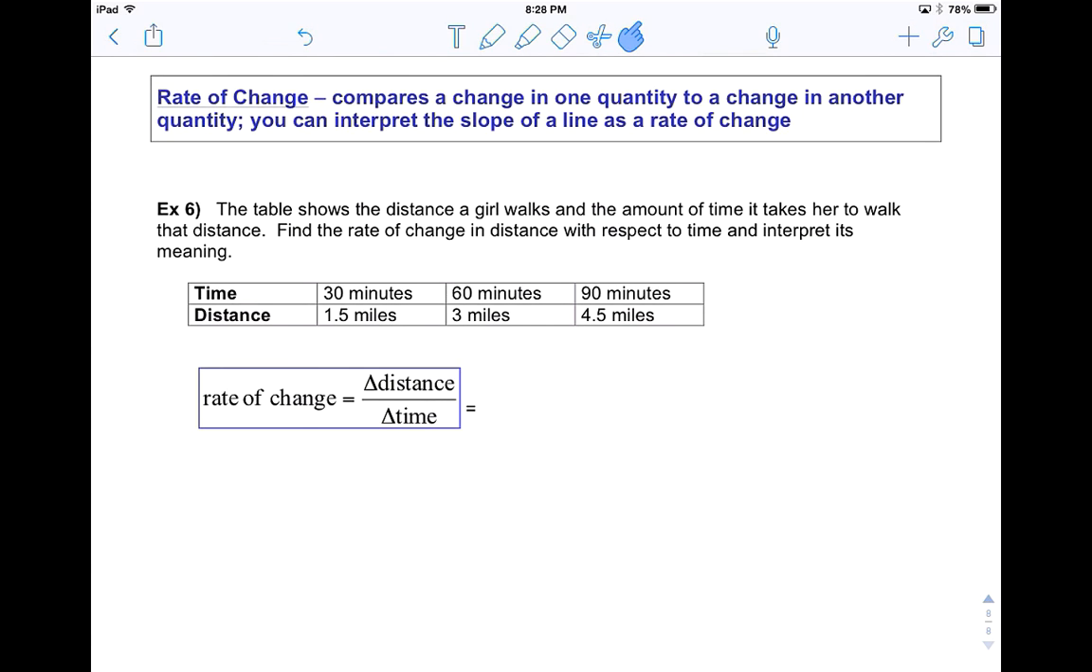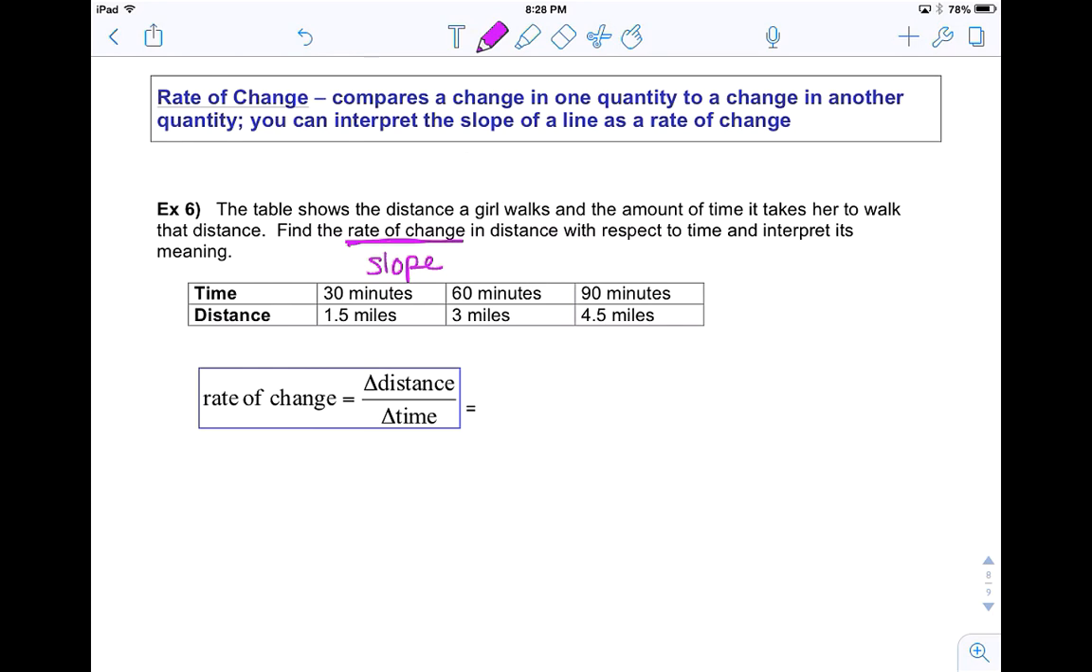So in example 6, it says the table shows the distance a girl walks and the amount of time it takes her to walk that distance. Find the rate of change in distance with respect to time and interpret its meaning. So that phrase rate of change here, that is like a real world way of saying slope. Okay, if we're finding the rate of change of a set of data, we're finding the slope of the graph that represents that data. Okay, so it's comparing one quantity to another in a ratio format, which is exactly what slope is doing.